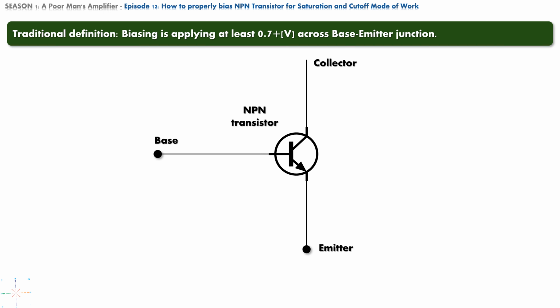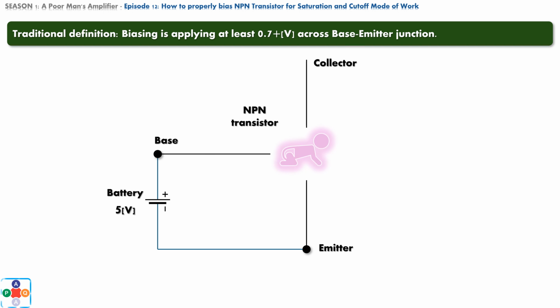Maybe the problem is not with the definition, maybe it's us. The definition tells us 0.7 volts or more. Okay, let's listen to the definition and obey. Let's put in a 5 volts battery and do everything the same again. Congratulations, it's a baby. Congratulations, yes, but not a baby, just another blown up transistor. That's 2.